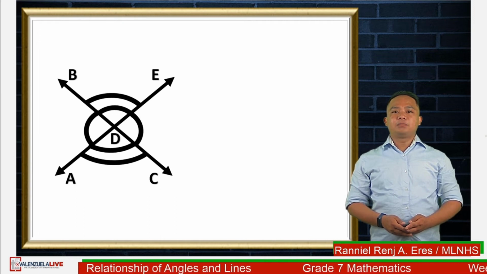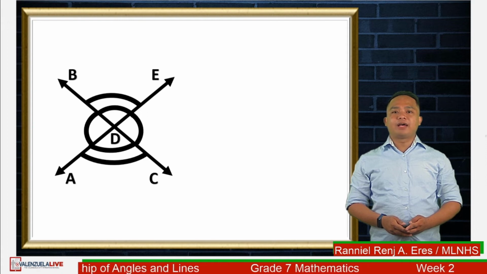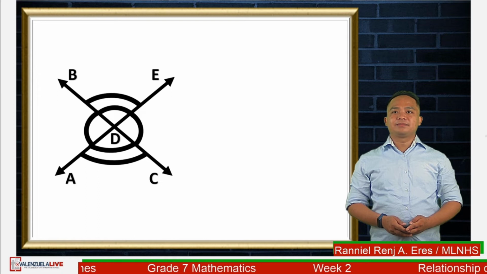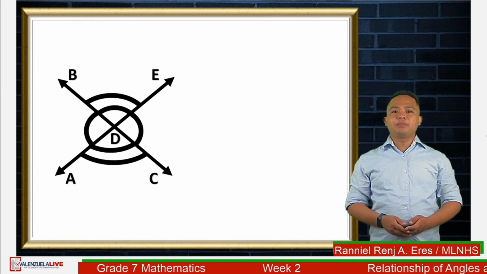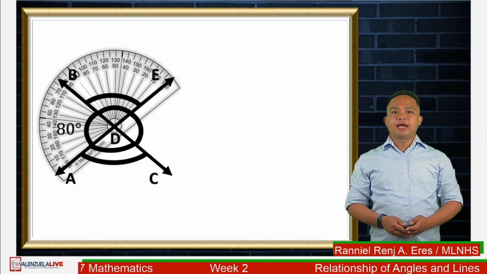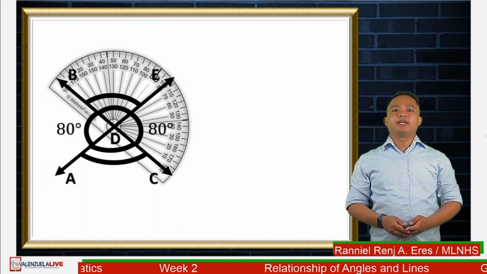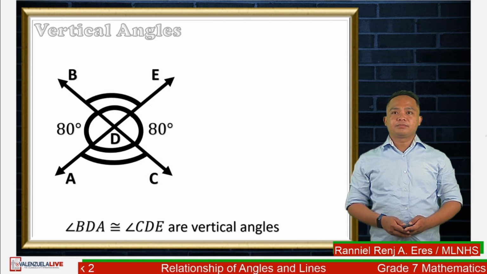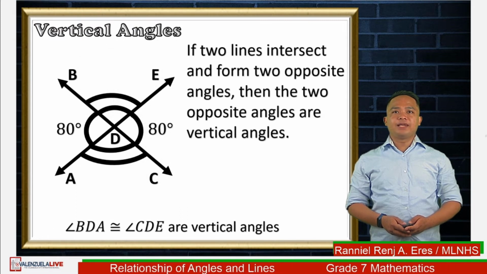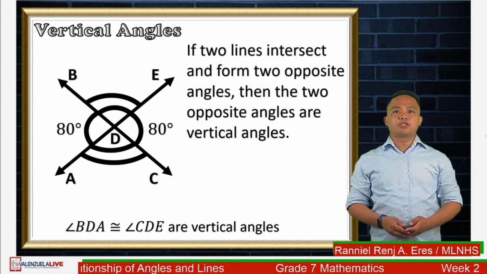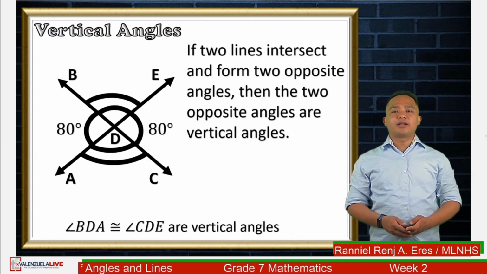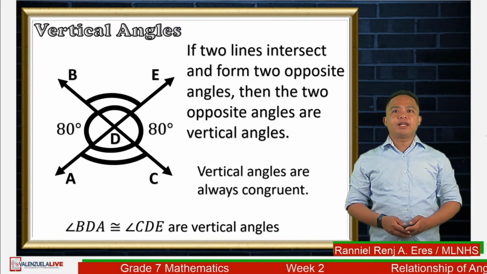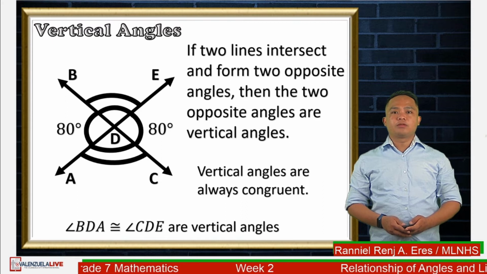Since angle BDA is the opposite of angle CDE, then they are vertical angles. Angle BDA measures 80 degrees, and angle CDE also measures 80 degrees. So we can say that they are equal. If two lines intersect and form two opposite angles, then the two opposite angles are said to be vertical angles. And take note that vertical angles are always congruent.